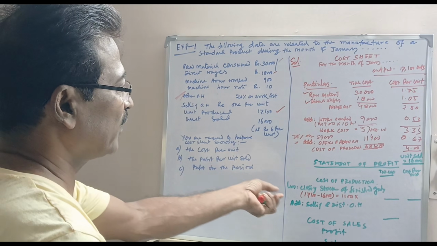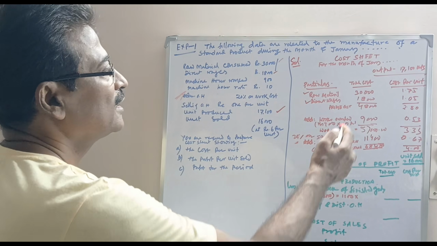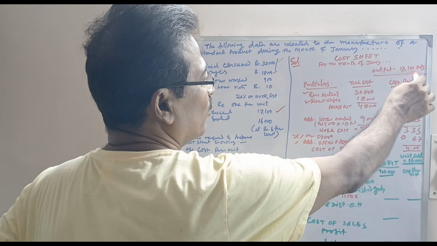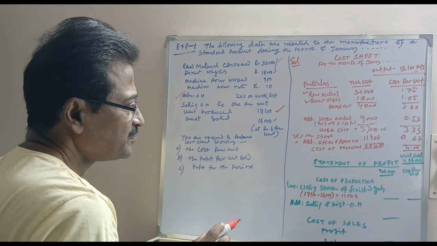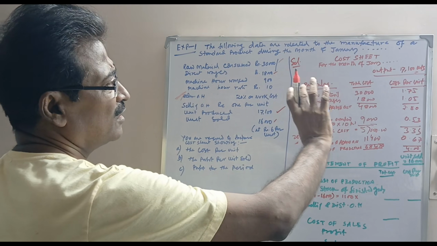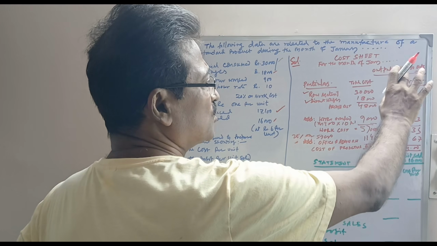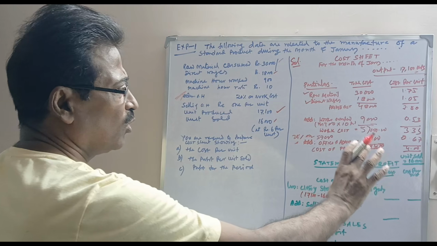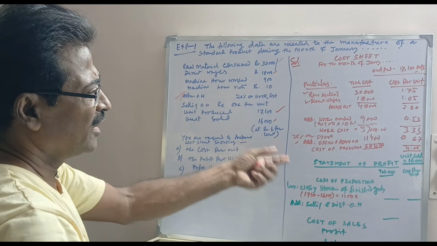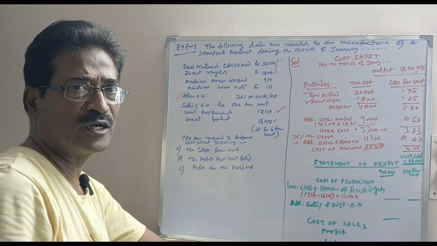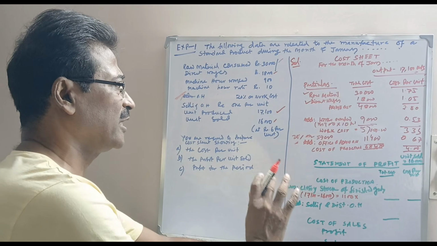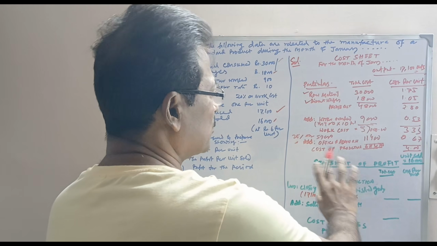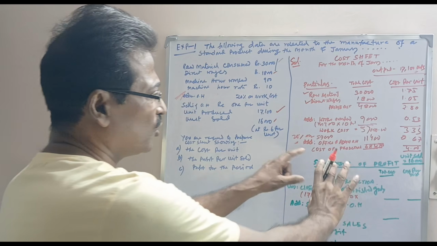Now you have to find out the profit statement. See, your output is 17,100 and your units sold are 16,000. That means the total output has not yet been sold. Some units are still in the finished stock, in the closing stock. That should be kept in mind. Most of the students made a mistake here. So now, prepare a separate statement of cost and profit.